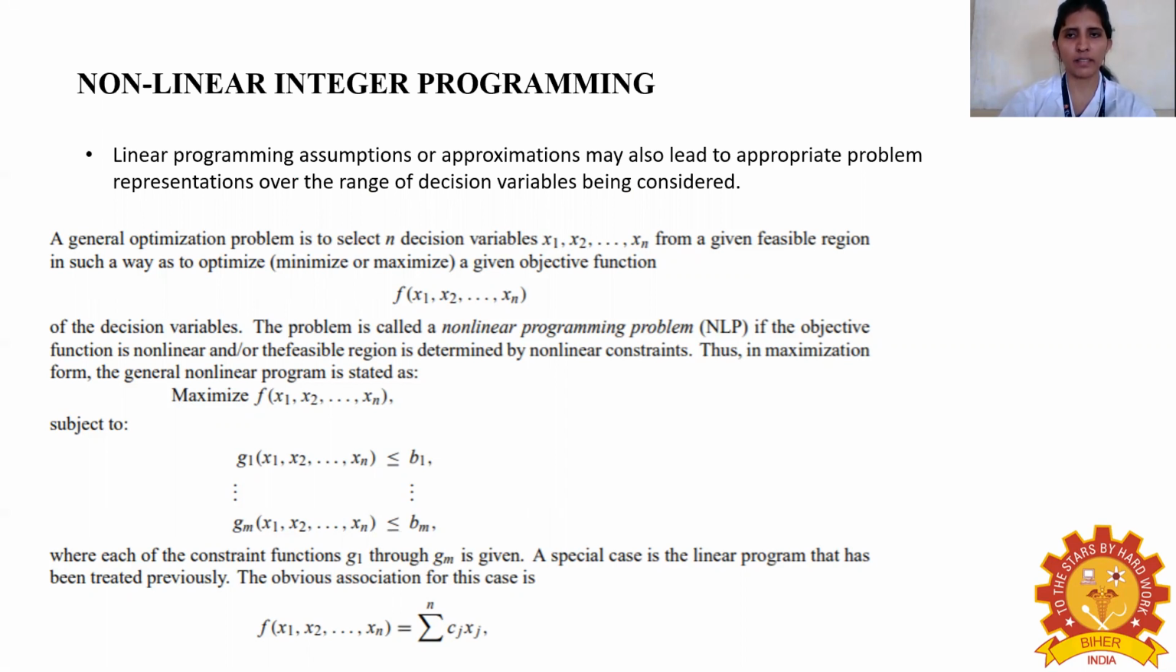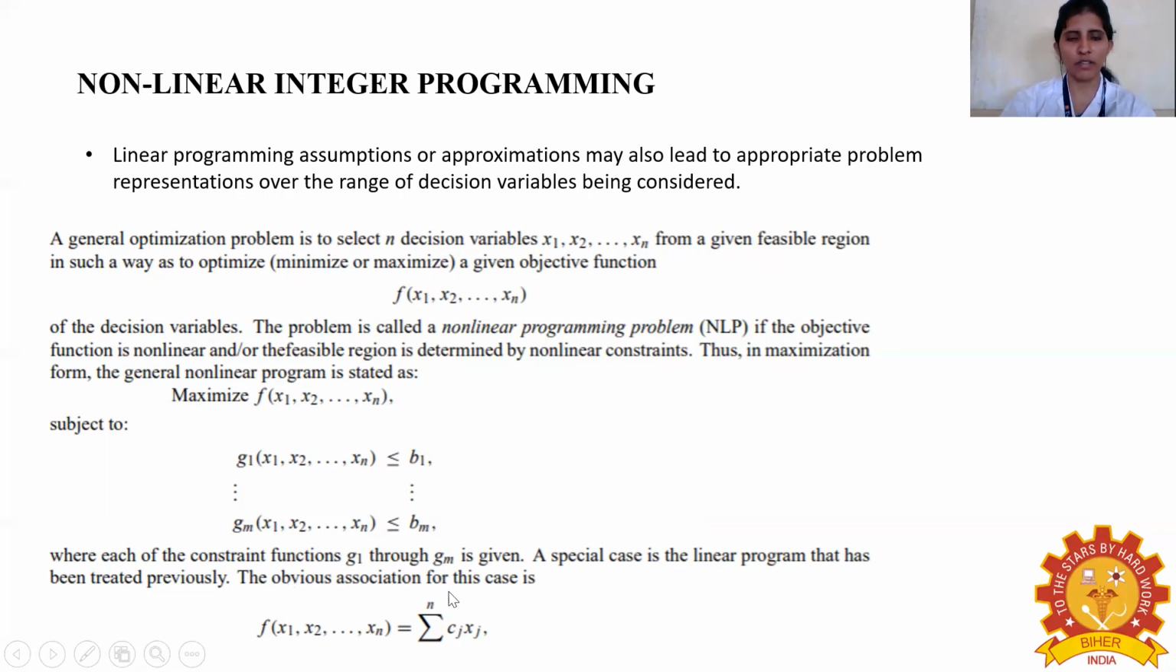So thus, in a maximization form, the general nonlinear program is stated as maximization of the objective function f of x1, x2 to xn subject to given constraints g1 to gm. Okay, so since this is a maximization problem, the symbol we use for the constraints will be less than or equal to. So where each of the constraints g1 through gm are given. So a special case is the linear program that has been treated previously.